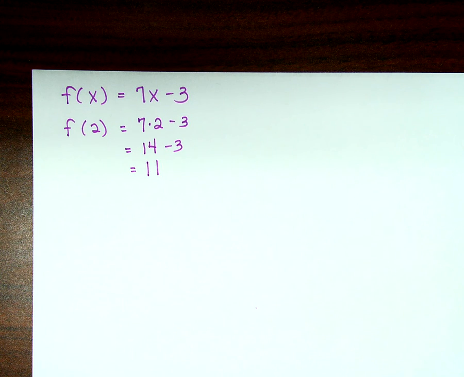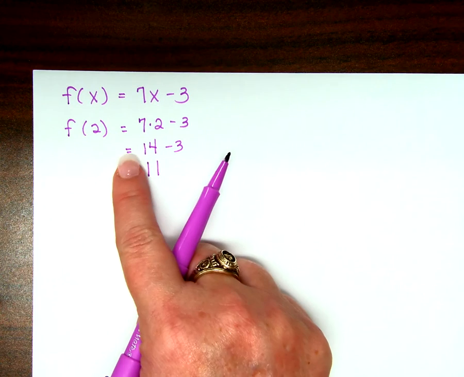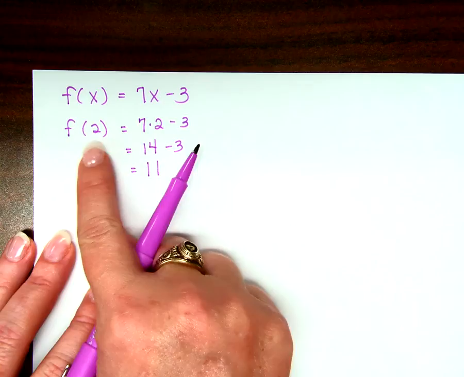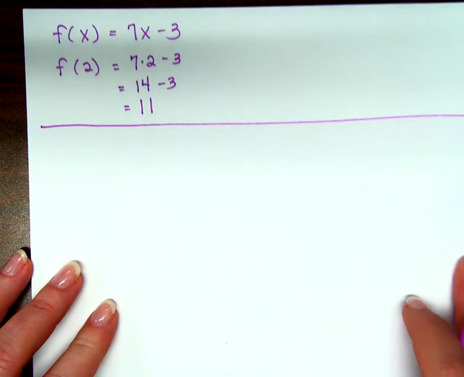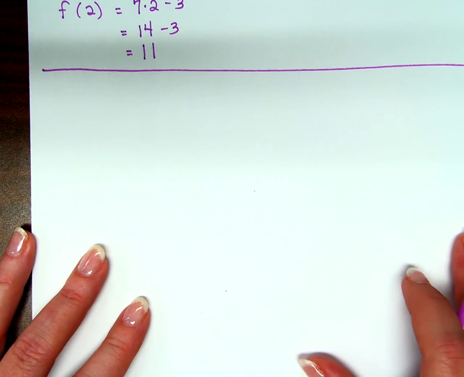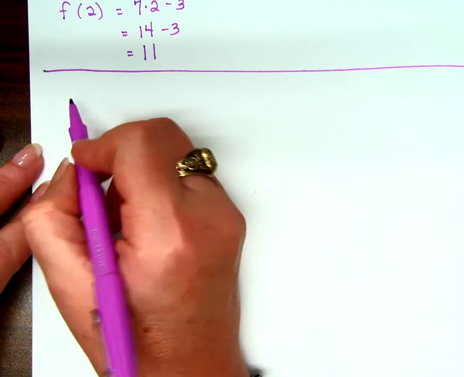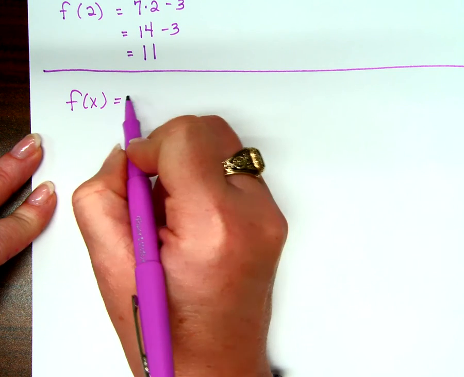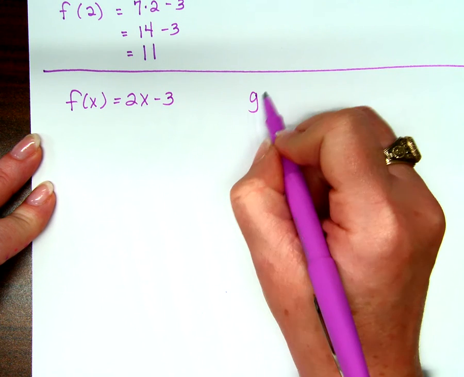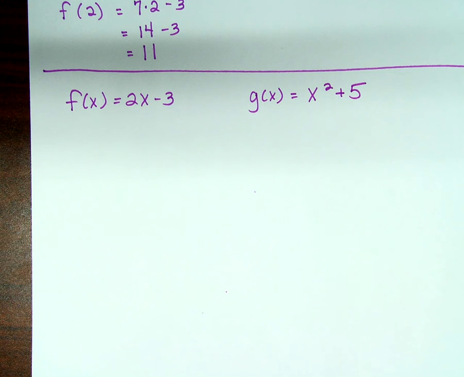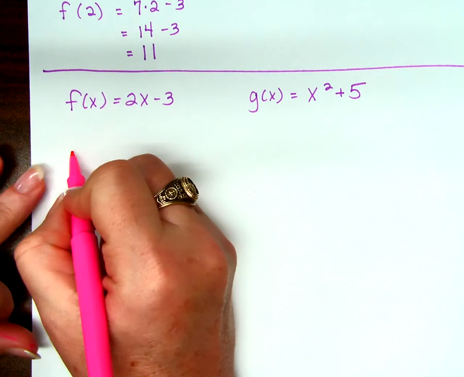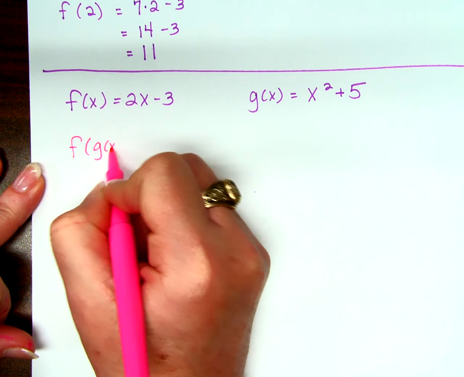You okay with that? We typically call that evaluating functions, right? We're putting a number in for the variable. So if you can remember that, a lot of the rest of this is going to be a lot easier. Because here's what composition of functions looks like. I'm going to tell you f of x is 2x minus 3. And I'm going to tell you g of x is x squared plus 5. What I want from you is f of g of x.